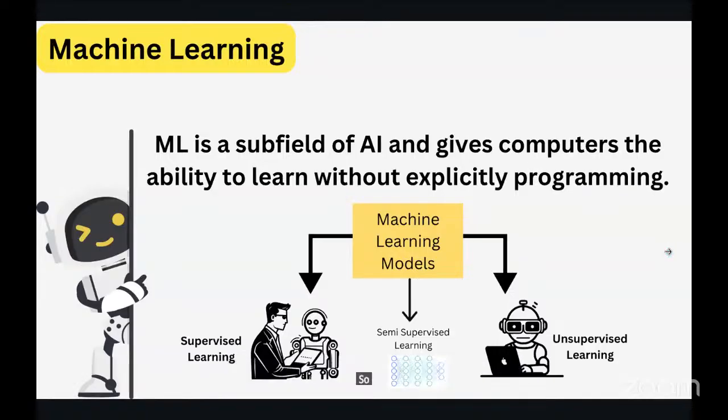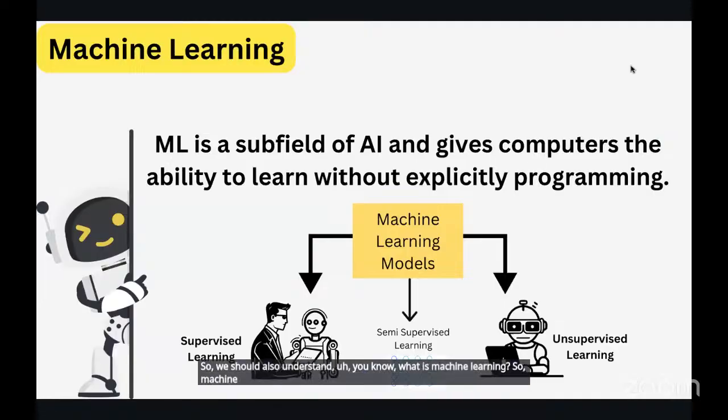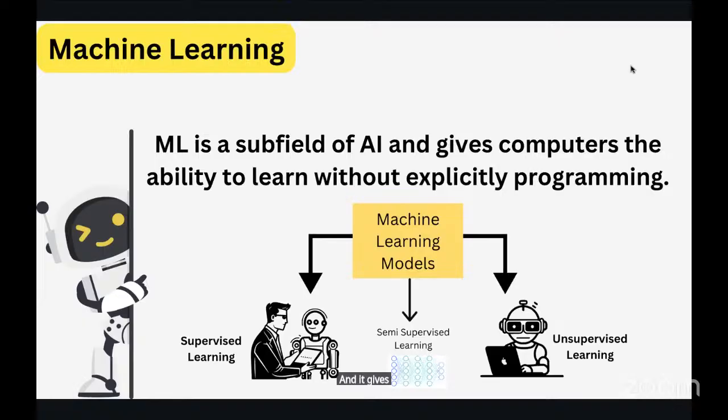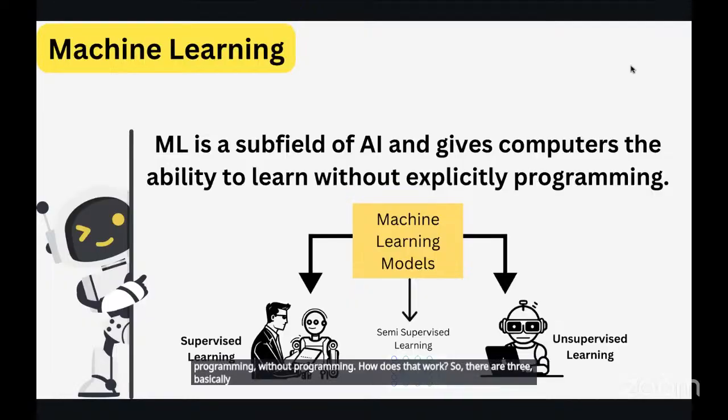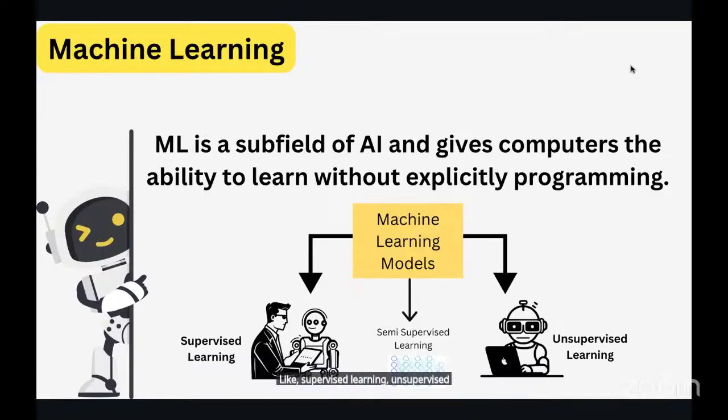So under AI, the second layer is machine learning. We should also understand what machine learning is. Machine learning, like we saw, is a subfield of AI, and it gives computers the ability to learn without being explicitly programmed. How does that work? There are basically three types of learning: supervised learning, unsupervised learning, and semi-supervised learning.